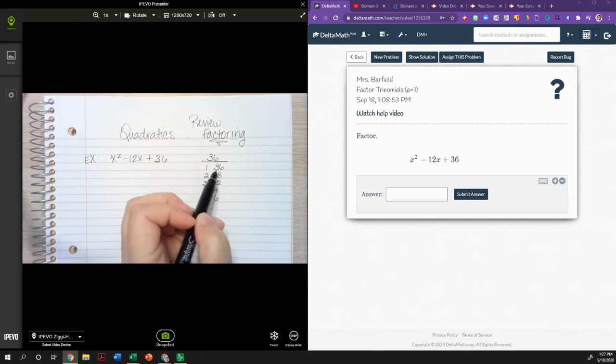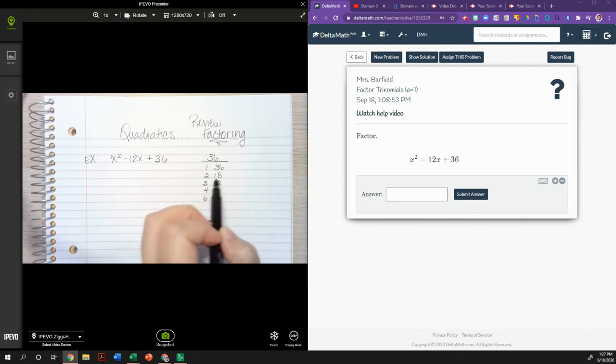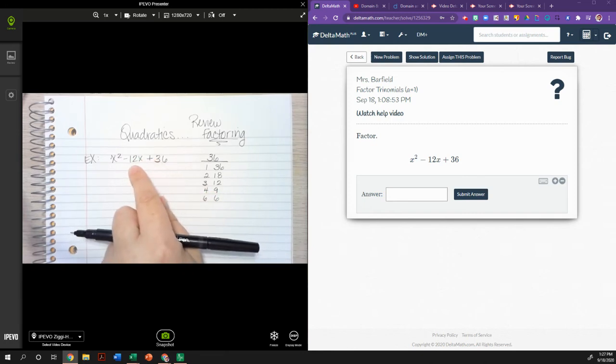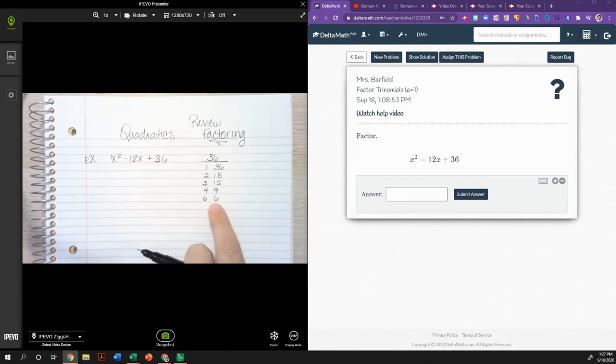And then what I need is I need these to add up or subtract, depending on what I'm doing, to negative 12. Well, that's really easy because if I make both of my 6's negative, because a negative times a negative is still a positive, when I add negative 6 and negative 6, I will get negative 12. Okay, so now I have to write this statement as a multiplication problem because that's what factoring is.